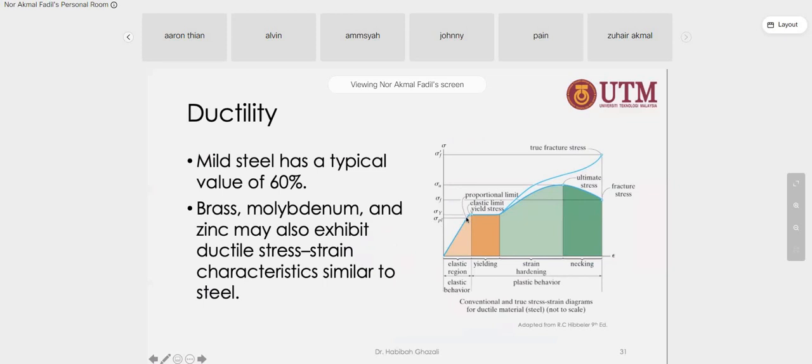This is the limit. What limit? Elastic limit, proportional limit. So at this point, this value is used to determine the Young's modulus. You need to use this value, not the yield strength.